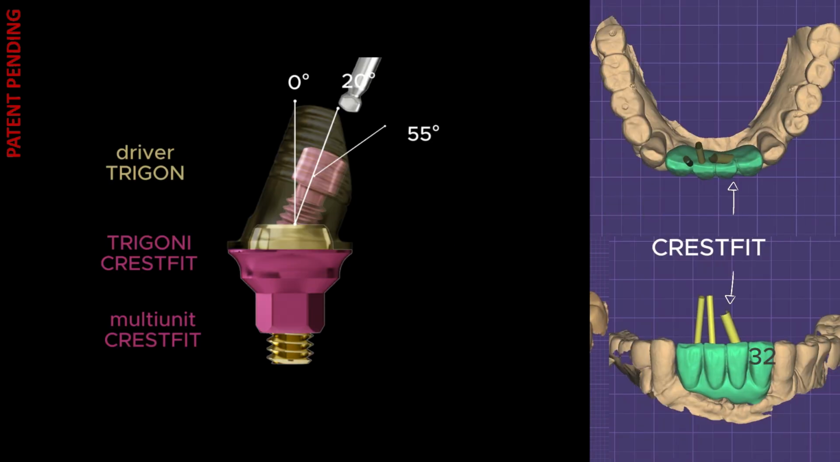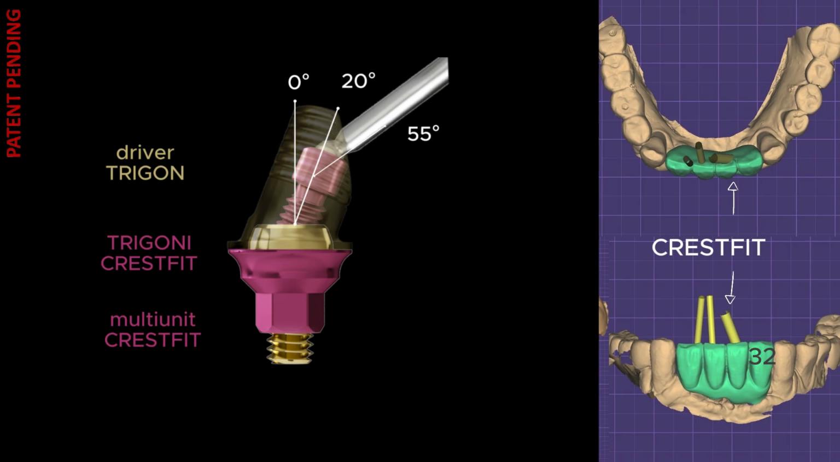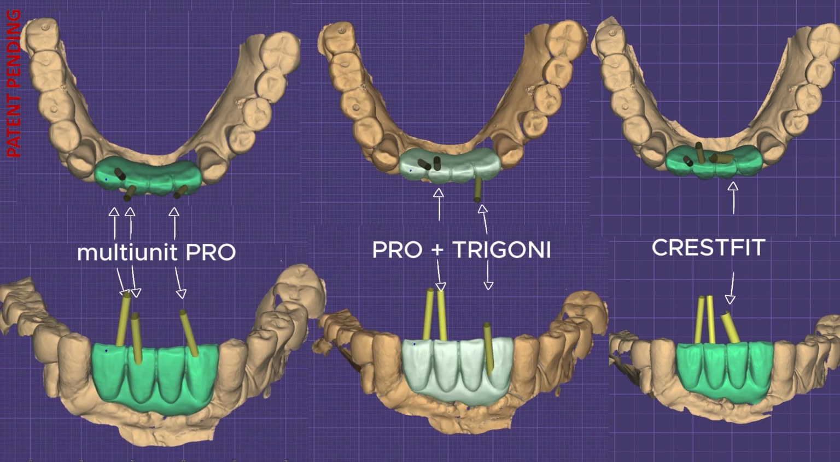32. Third option, the final bridge, in position 32, the Pro multi-unit was replaced with Crest Fit, which greatly improved the final design. A clear demonstration of how Crest Fit provides maximum freedom in positioning screw channels. Again, let us compare the capabilities of each component.